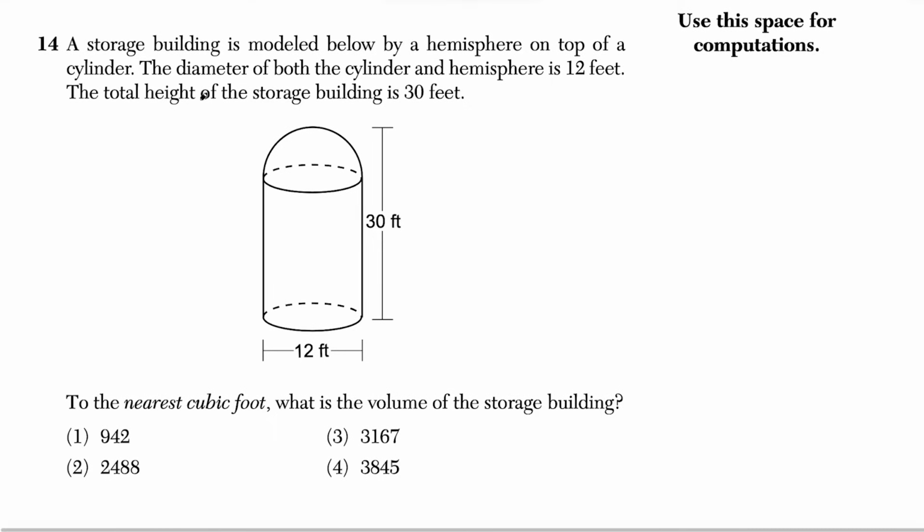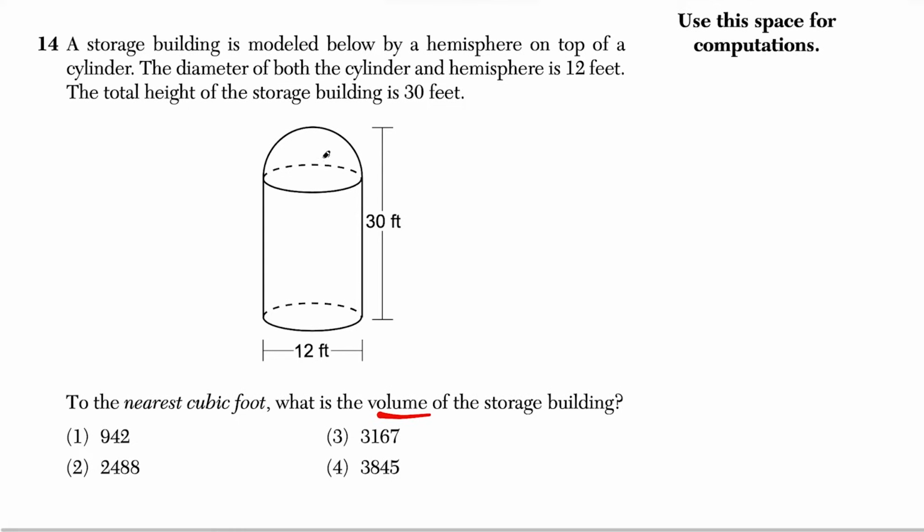Question 14: a storage building is modeled below by a hemisphere on top of a cylinder. The diameter of both the cylinder and hemisphere is 12 feet. The total height of the storage building is 30 feet. And then we have, to the nearest cubic foot, what is the volume of the storage building?